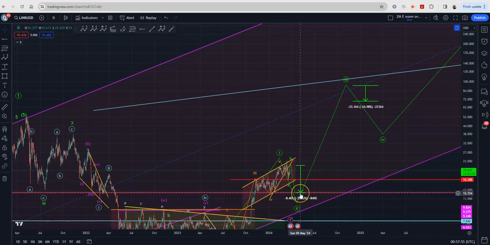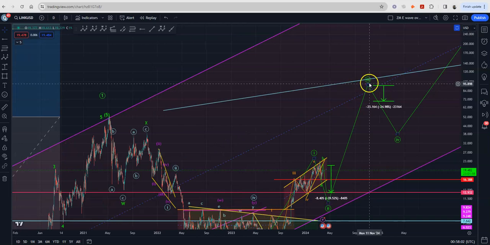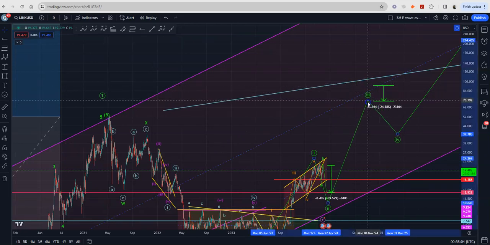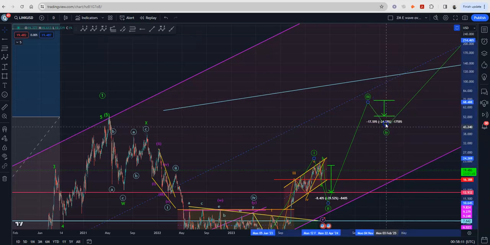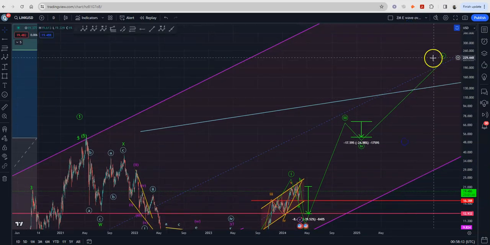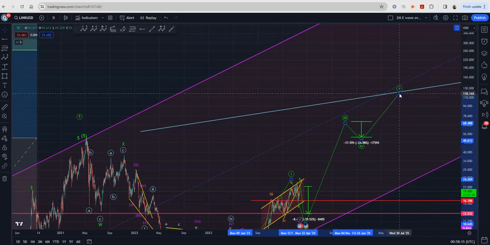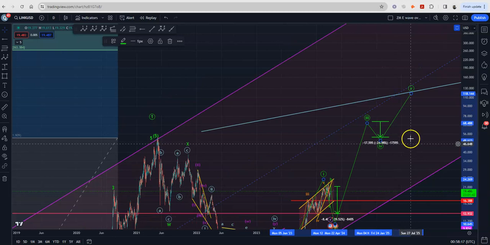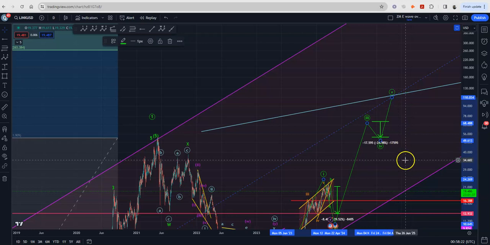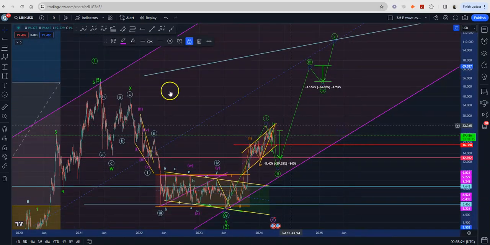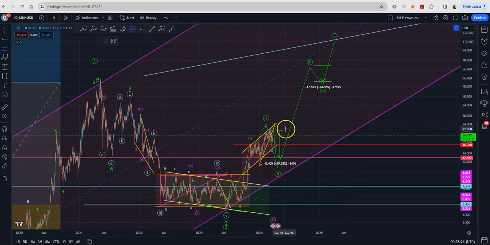A mega dump to 12, if you consider that a mega dump. Rally to all-time highs. This is not 90. I said 60. Drop back down, and then eventually top off at wave 5. And that would be roughly $90, $100. I get this from the fib extension here.